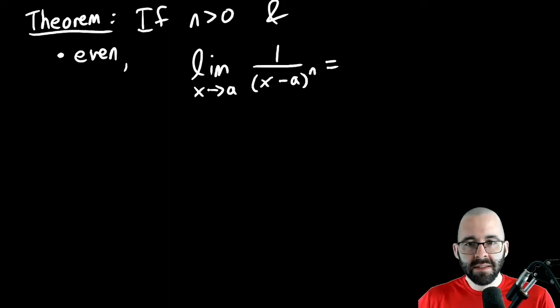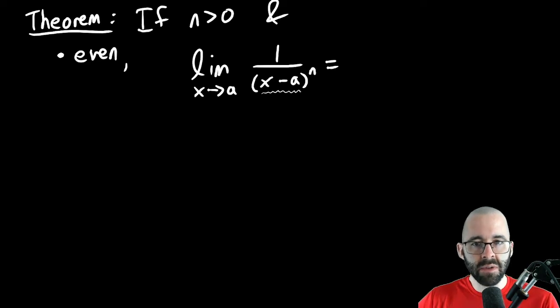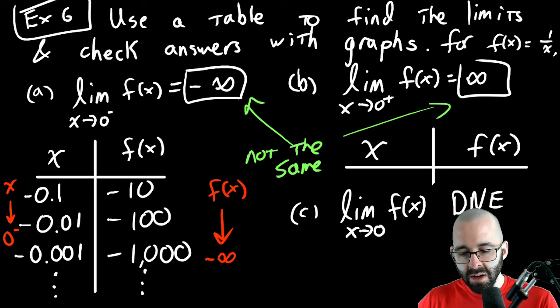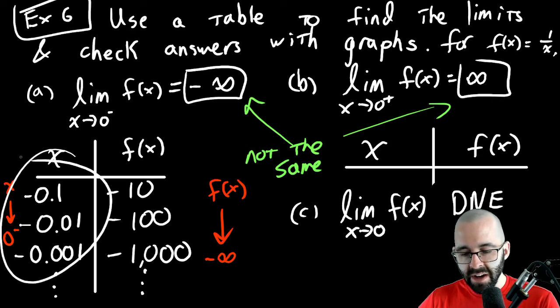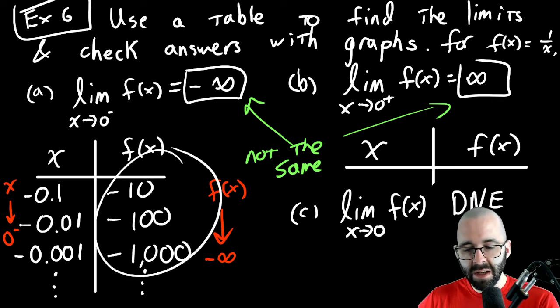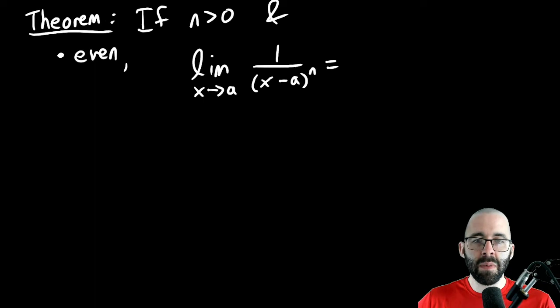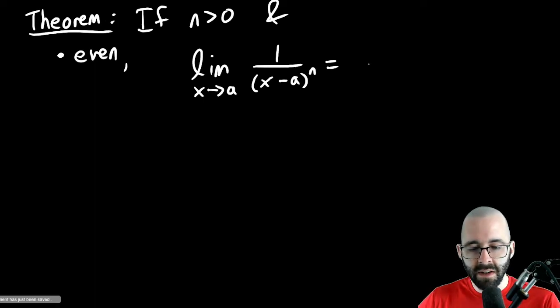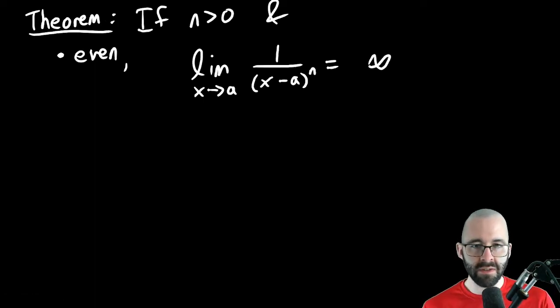Well, if x is approaching a, this denominator is getting really close to 0. This is a vertical asymptote. If we divide by something really, really small, we get something really, really big. Is it going to be positive or negative? It's going to approach infinity. It's a vertical asymptote. But is it positive infinity or negative infinity?